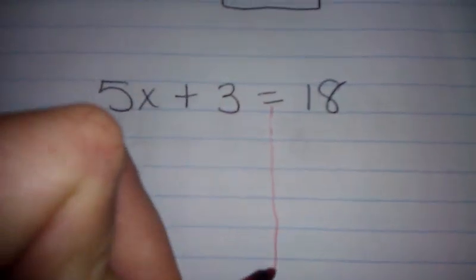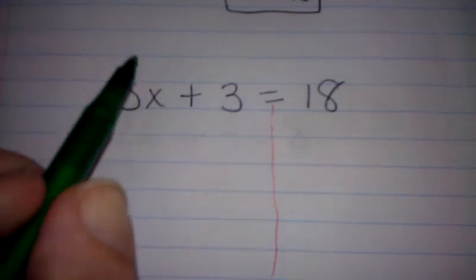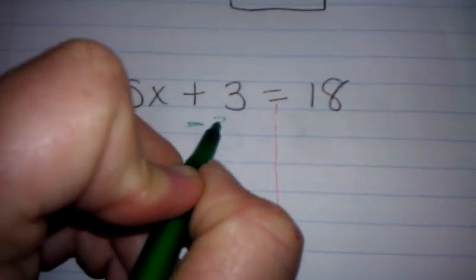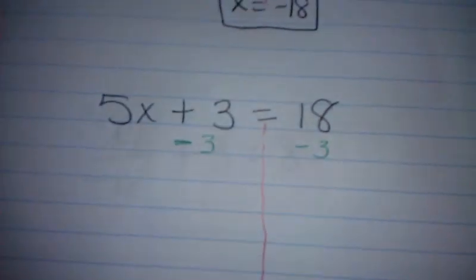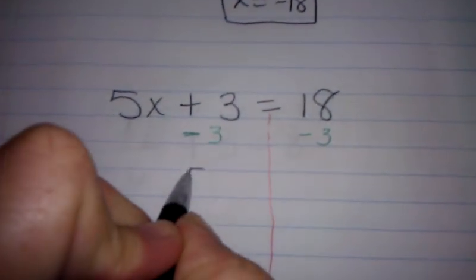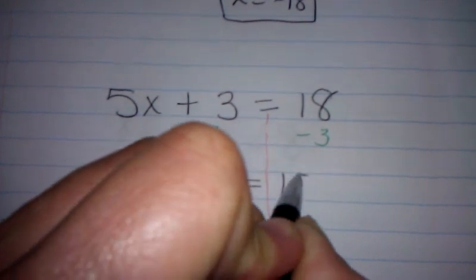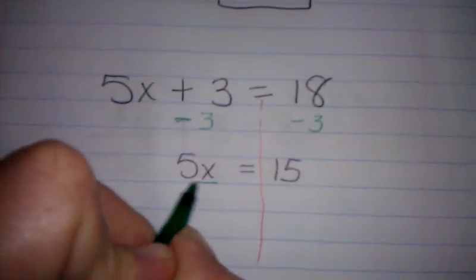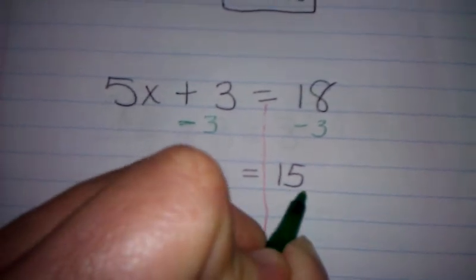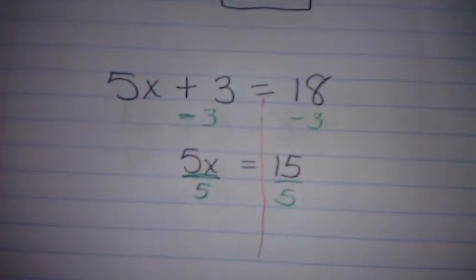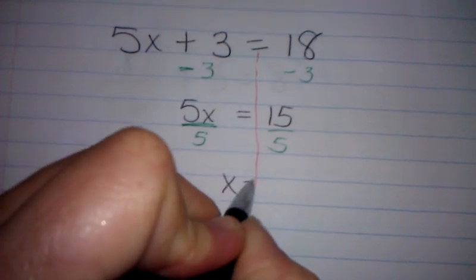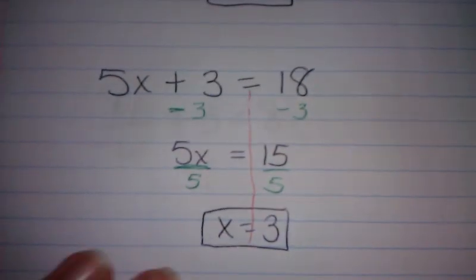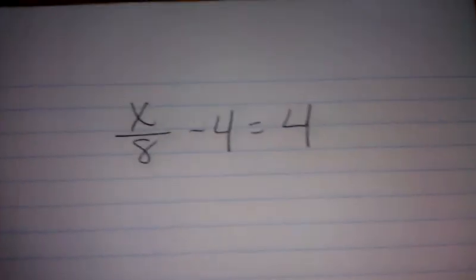Draw my dotted line. It says 5x plus 3. The opposite of plus 3 is minus 3, so I'm going to subtract 3 from each side. 5x equals 15. 5 times x, the opposite of times is divide. I'm going to divide each side by 5. X equals 3. Again, you can still be checking these in the calculator exactly how I showed you.